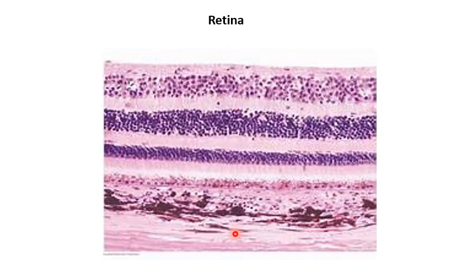This is the retina. This is the sclera. This is the choroid, pigmented epithelium, rods and cones, outer nuclear, outer reticular or plexiform, inner nuclear, inner plexiform, ganglion cell, then the optic nerve fiber.